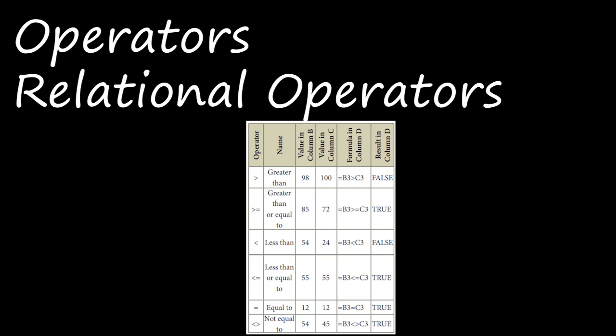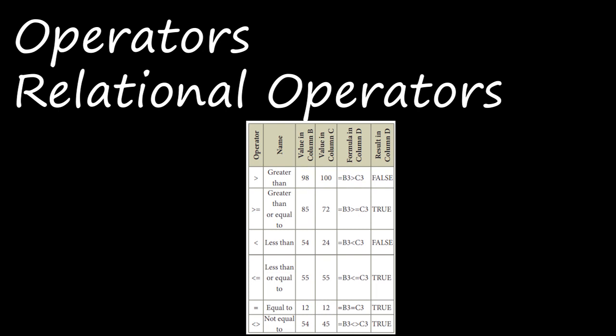So the result will be false. And the next one is greater than or equal to. That means greater than, or if it is equal also, it will accept it. Next one is less than, and the next one is less than or equal to. Less than or equal to: 55, 55 they have given. So =B3<=55. Equal to is there, so if it is equal also, the value will be true only.